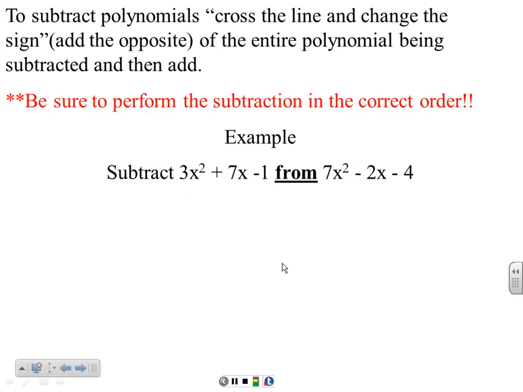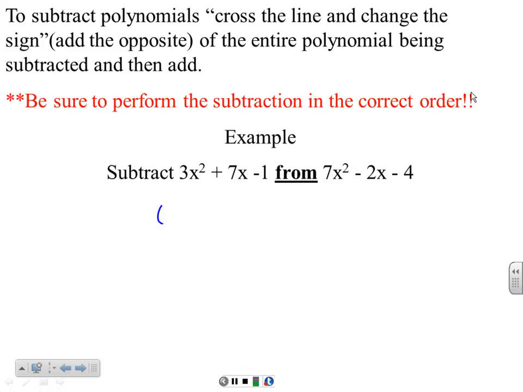Alright, so we'll go to subtraction. To subtract polynomials, you're going to cross the line and change the sign, just like we did earlier. Or you can say add the opposite of the entire polynomial being subtracted, and then you just go back to addition. And in red, notice it says be sure to perform the subtraction in the correct order. So, for example, if I give you a word problem like this, and the problem is not actually set up for you, make sure you write this problem correctly, because it says subtract this first trinomial from this trinomial.